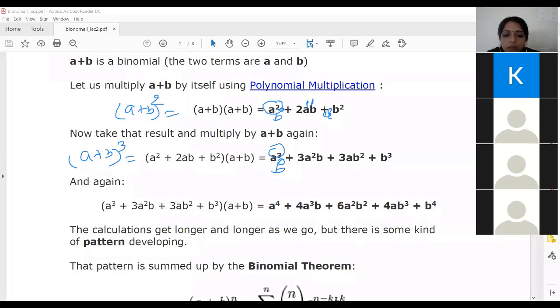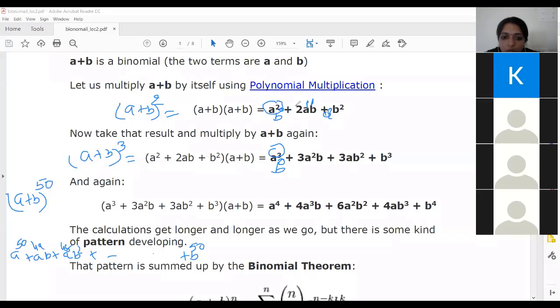So the pattern, if I ask you to write a plus b whole raised to 50, then what will you do? You get the power. You will start with a raised to 50, right? b raised to 0, so b raised to 0 is 1. The next is a raised to 49 b, plus a raised to 48 b square, and so on. Okay. And last b raised to 50. Right? This is the formula for a plus b whole raised to 50.